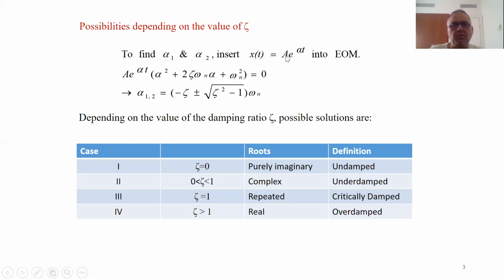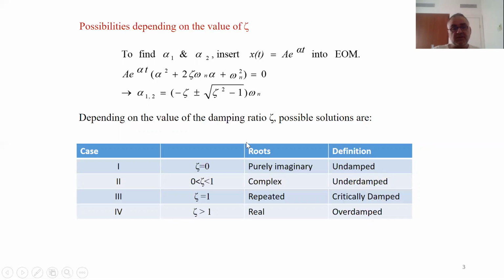Once you insert this exponential into the equation of motion, you will get solutions for the roots, which we call alpha here. We find that the alphas from this insertion are equal to minus zeta omega n plus or minus omega n times the square root of zeta squared minus 1. Depending on the value of zeta, the solutions change their character.